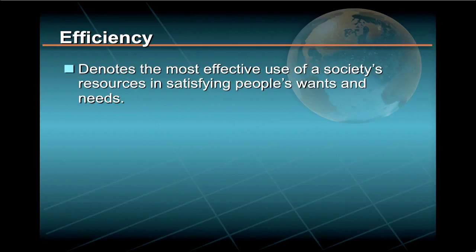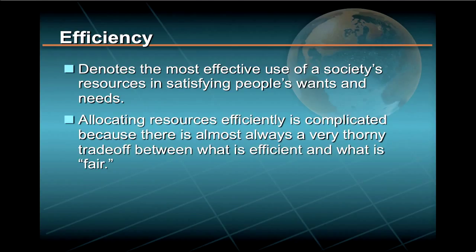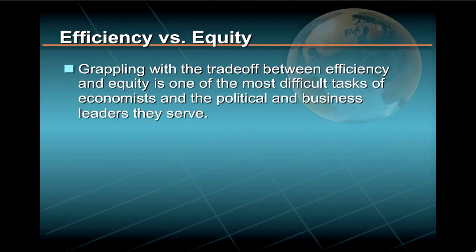Efficiency denotes the most effective use of a society's resources in satisfying people's wants and needs. As we shall see, allocating resources efficiently is all the more complicated because in pursuing efficiency, there is almost always a very thorny trade-off between what is efficient from an economic point of view and what may be viewed as fair or equitable from a social and political point of view. In fact, grappling with the trade-off between efficiency and equity is one of the most difficult tasks of economists and the political and business leaders they serve.